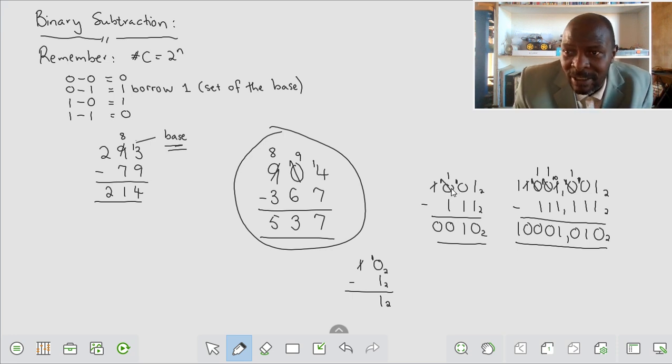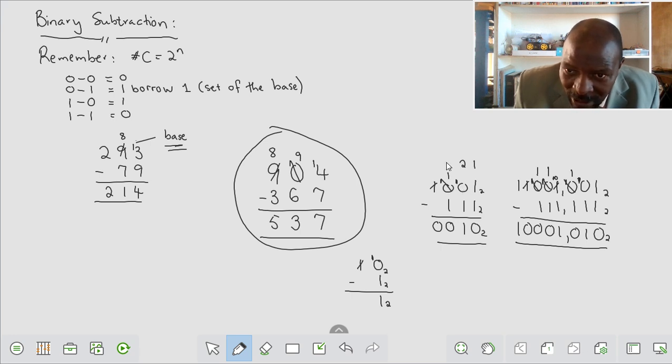Every number in a column to the left is 2 times bigger than the number immediately to the right, the digit immediately to the right. So if you look at the weight here, the weight here is 1, the weight here is 2. So the number immediately to the left has a weight 2 times that one there to the right.